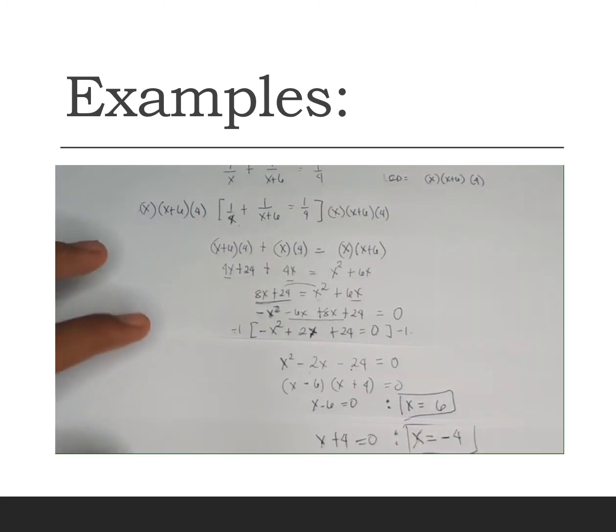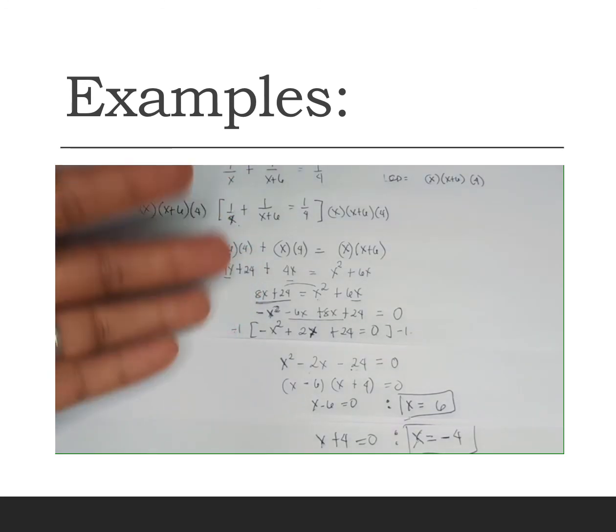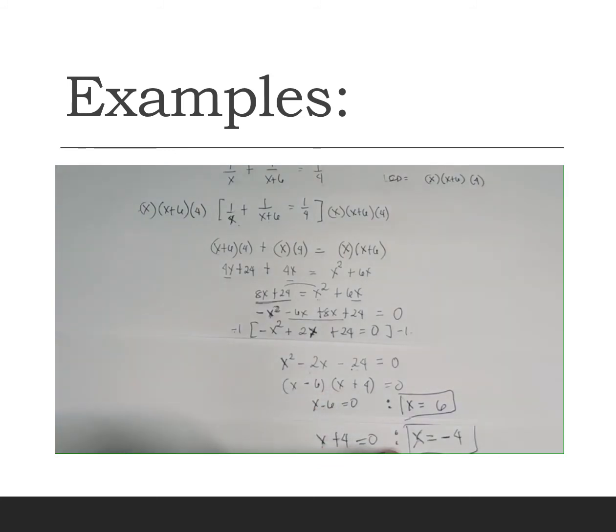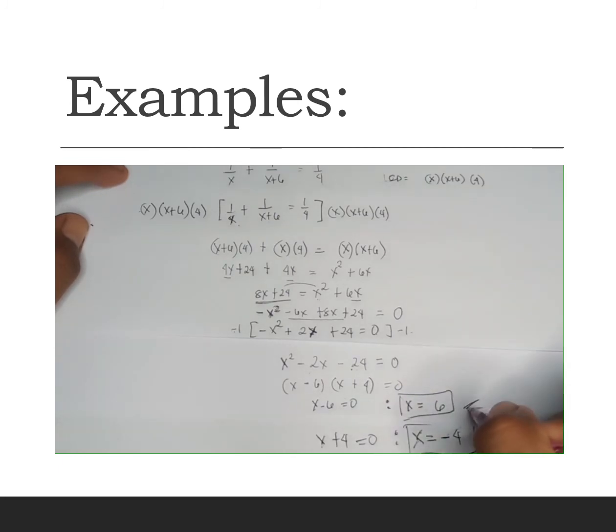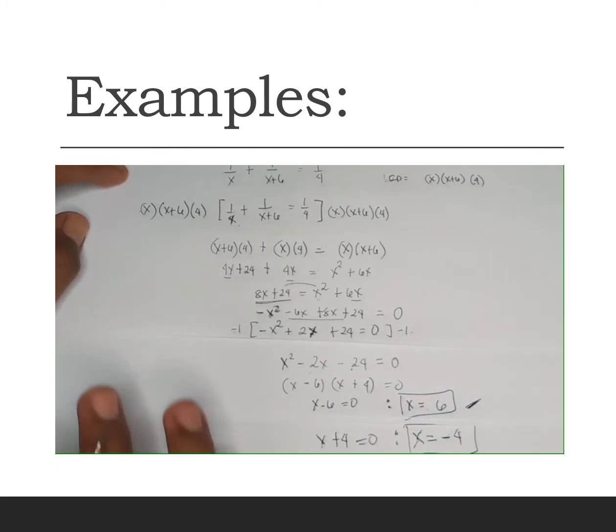Since in our problem, we cannot use negative values of x. We cannot consider that because in a work problem we always use positive values of x. So what is the positive value of x? 6. So therefore, we will use 6.